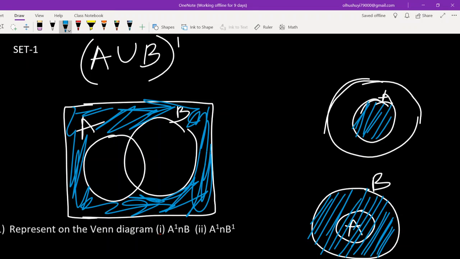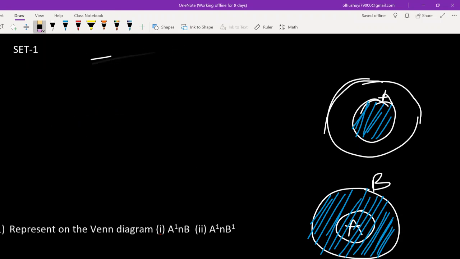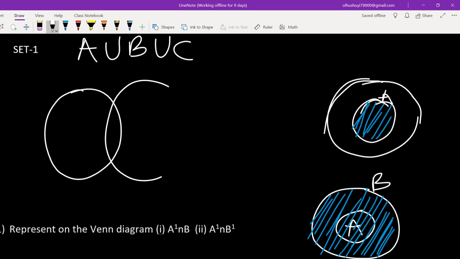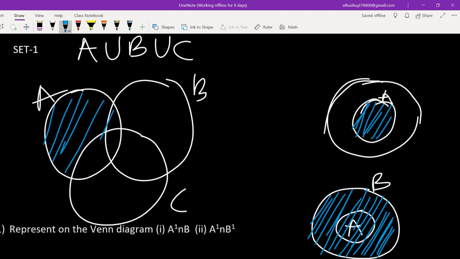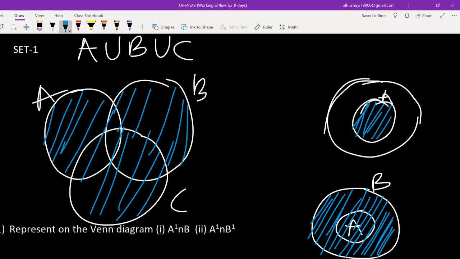We have more. A union B union C. You have A union B union C. Which is A, it's B, this is C. So A union B union C will be everything, all the regions enclosed in A and B and C. That's it. A union B union C.